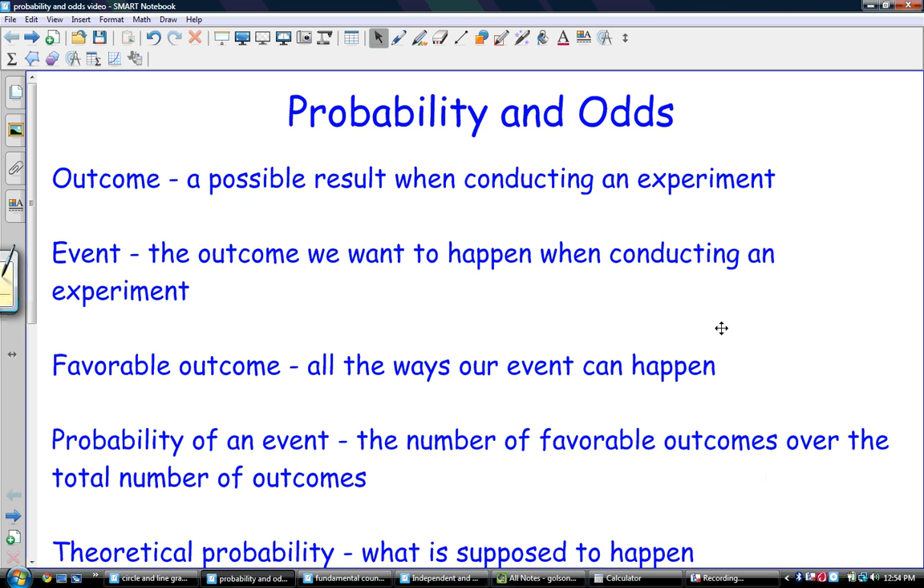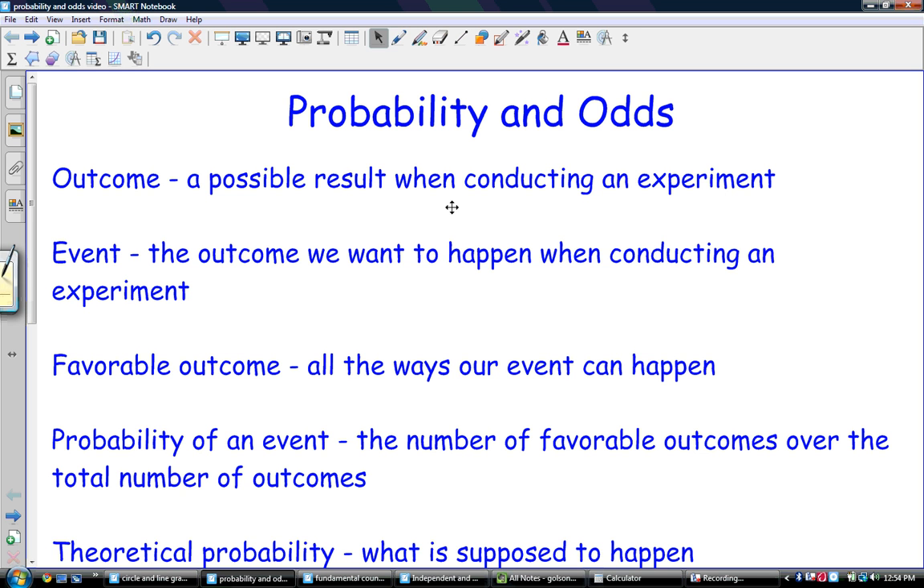Okay, this video is on probability and odds. And mainly this is just going to be vocab. We'll look a little bit at using them, but probability, probably all seen before, but when we talk about probability, we talk about outcomes. And an outcome is a possible result when you conduct an experiment.